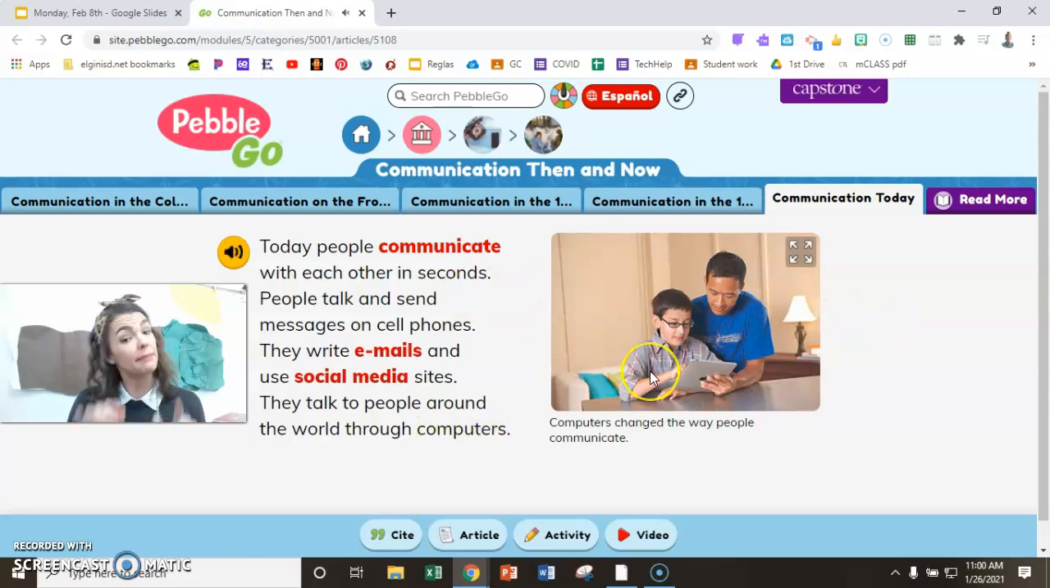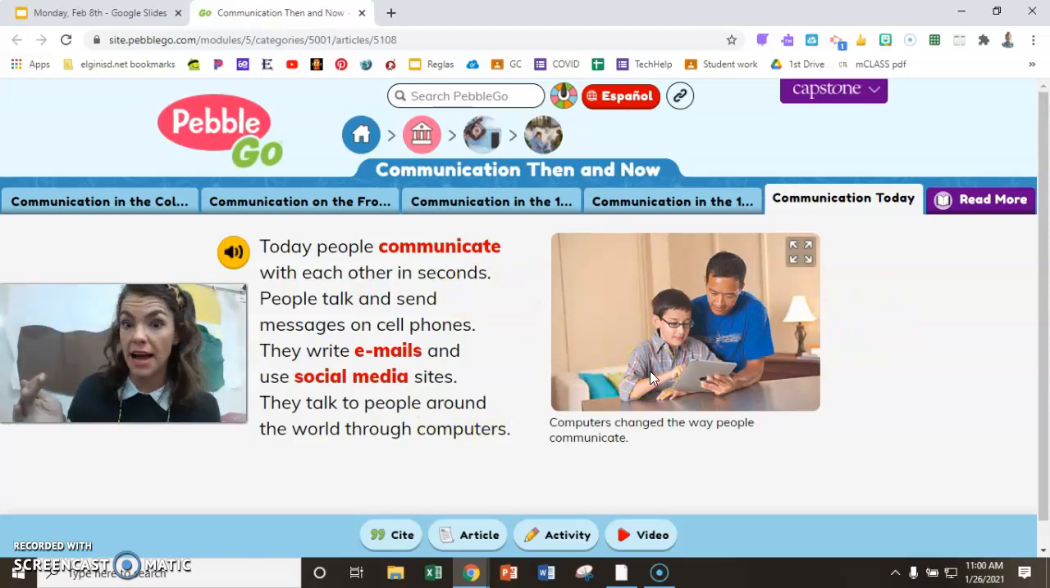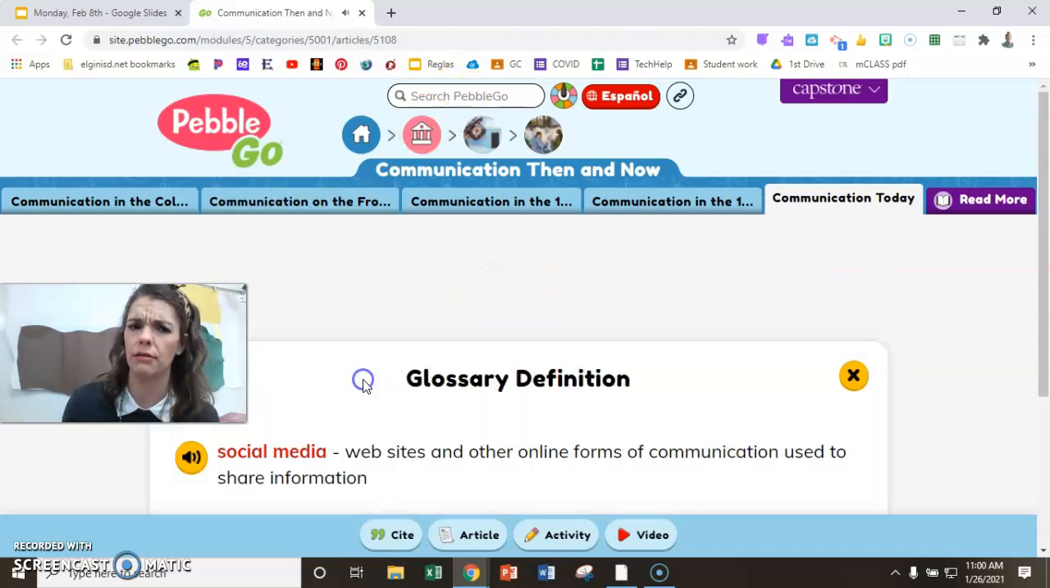Look at this little boy. Maybe he's messaging his grandma who lives in Mexico. We can talk across our planet to other countries, other people, quickly in seconds. We can type a text message. We can send an email. We can call on the phone and use social media. What's that? Social media.